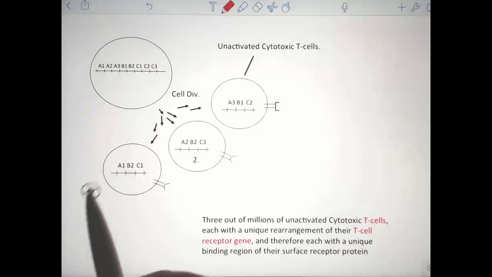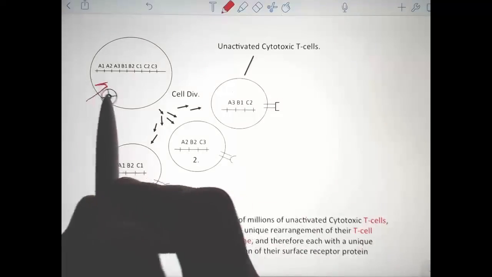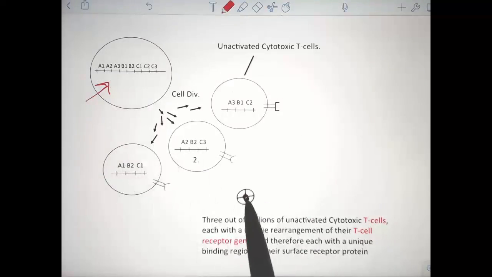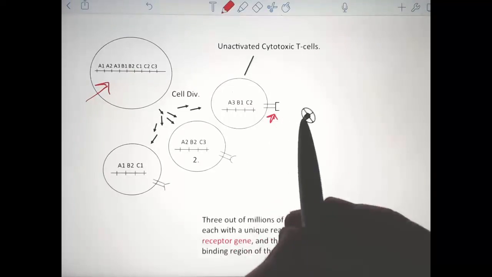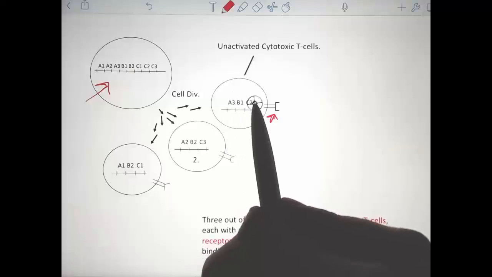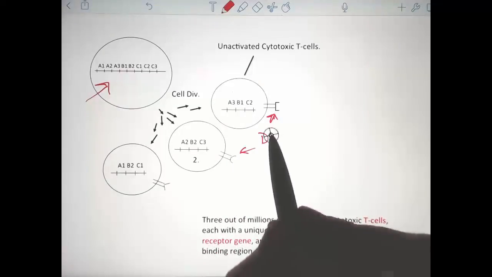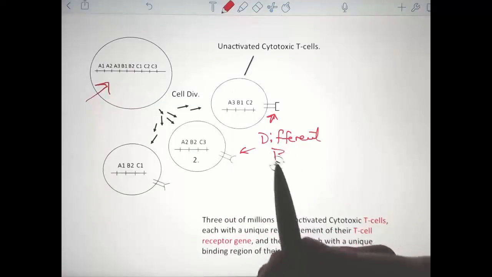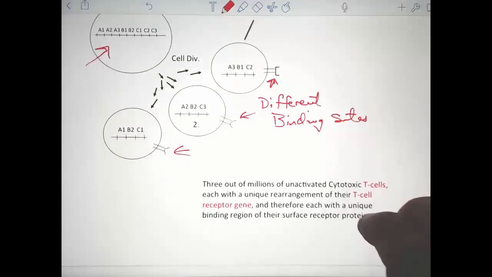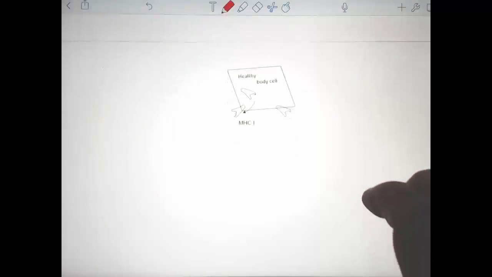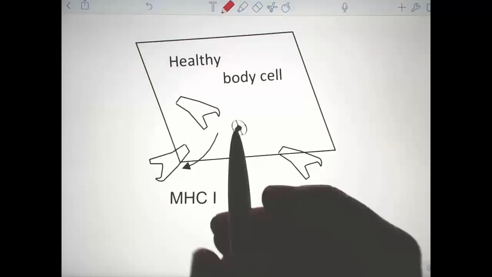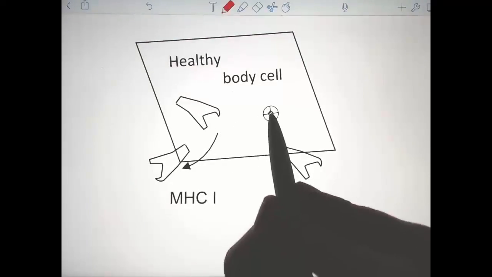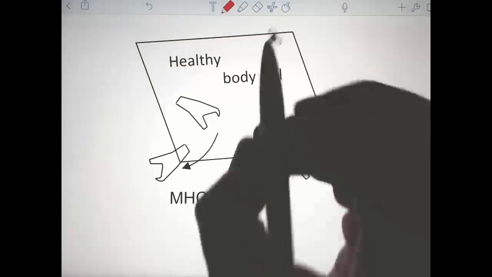Let's start with stem cells during development, which have all of the different possible combinations for the binding pocket of a T cell receptor here. During cell division, only a subset are retained, so we have different binding pockets. And therefore each one will bind only a specific target. Now a healthy body cell has MHC class 1 proteins, and it's taking samples of normal self molecules.